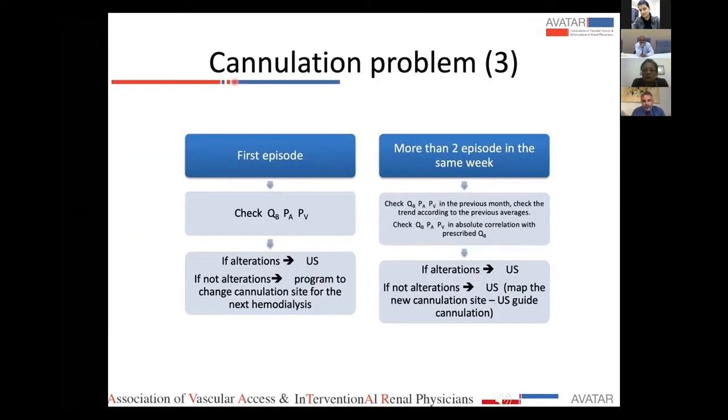According to our protocol, it is important also to consider the number of dysfunctions. If we have only one episode, we can check the blood flow and the pressure in order to identify some alteration that has to be analyzed by the ultrasound. If we have more than 2 episodes in the same week, we have to perform the ultrasound in order to identify acute complications in the vascular access, or some needle malposition. But if we cannot identify any alteration, we have to think about a new point of cannulation in the vascular access.